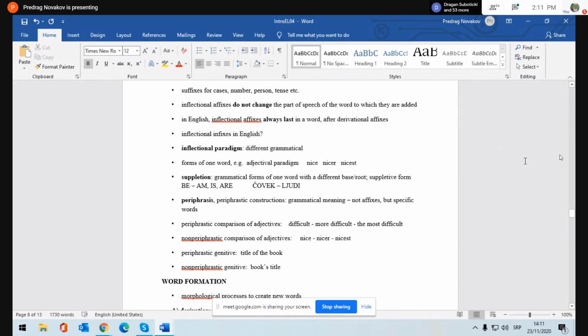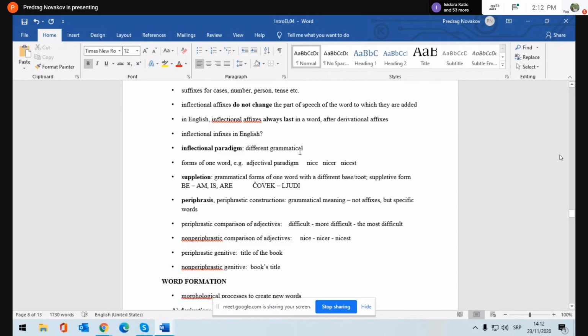Some older grammars, with examples like sing, sang, like irregular plurals, treated these as inflectional infixes, like the a in sang as an infix, but we do not do this in modern grammar. That's why I have a question mark here. So yes, we can say we do not have inflectional infixes in English, only inflectional suffixes.